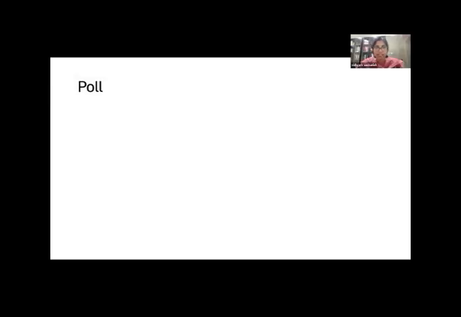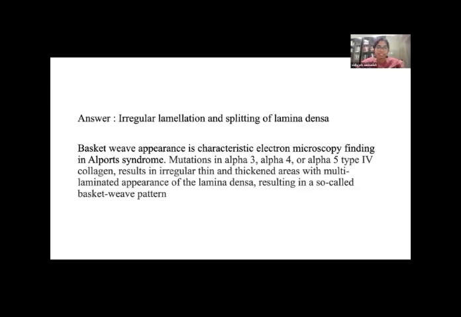So the answer is irregular lamellation and splitting of lamina densa. Basket weave appearance is a characteristic electron microscopy finding in Alport syndrome. Mutations in the alpha 3, 4, 5 type 4 collagen result in irregular thin and thickened areas with multilaminated appearance of lamina densa, resulting in a so-called basket weave pattern.